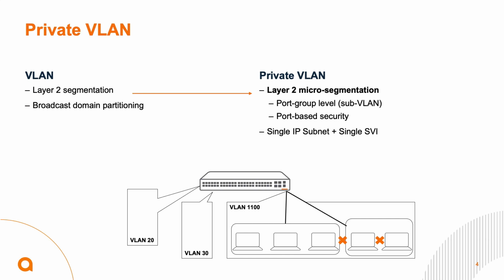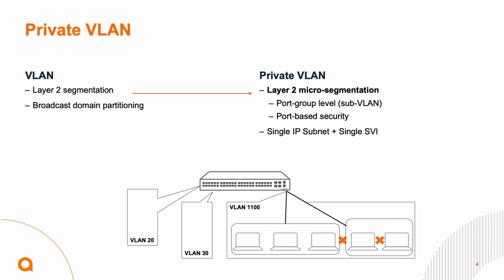A private VLAN is a technology that allows us to take a VLAN and subdivide it into smaller pieces and create layer 2 microsegmentation. And that can be done at the port group level or at the port level. And we will get into the difference in a few minutes.